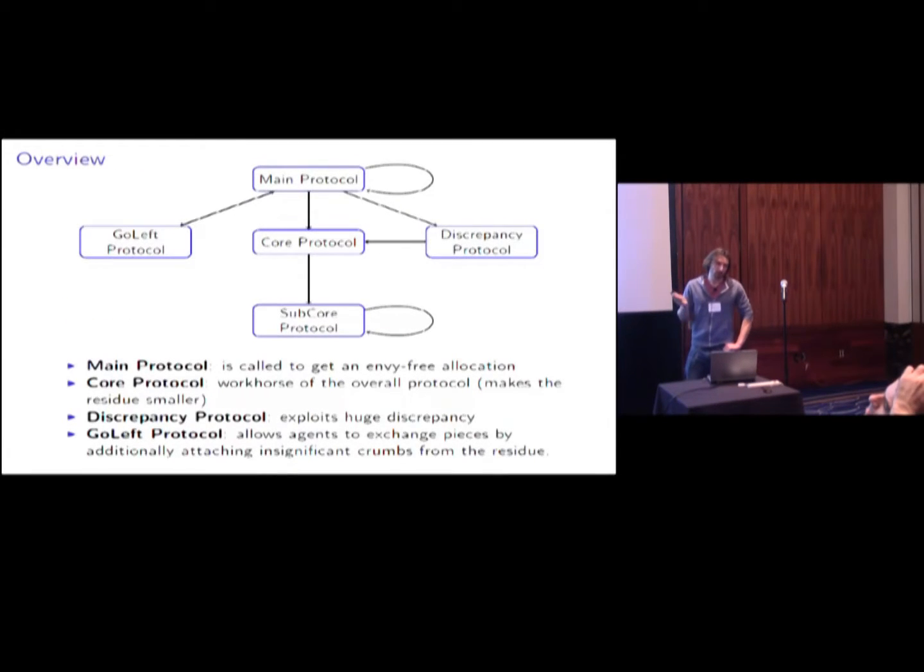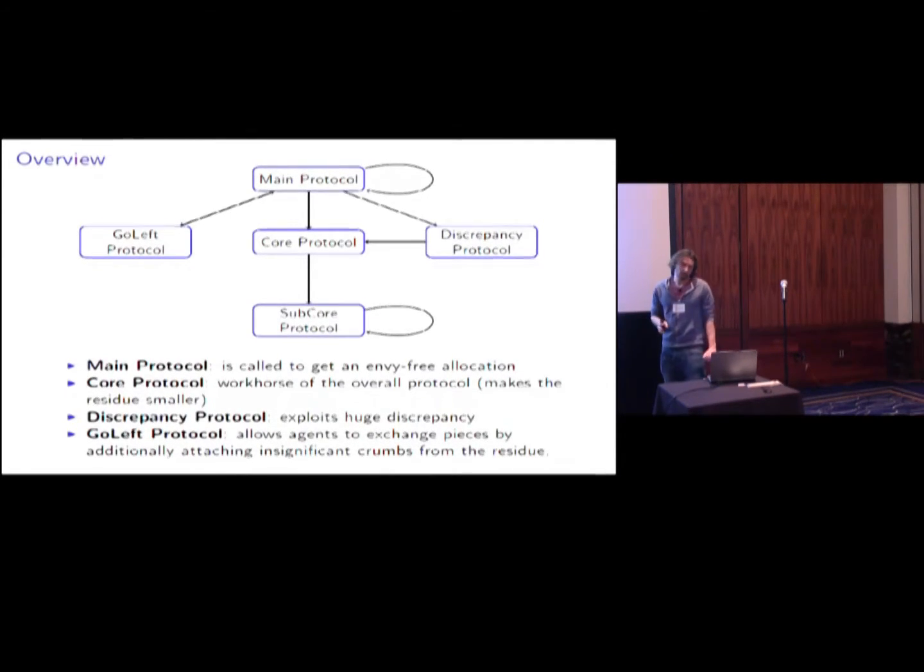So now I'm going to talk about the n-agent protocol and see how these ideas can be generalized to the setting with more agents. So this is the overall structure of what the protocol looks like. The main protocol just basically calls all these sub-procedures and calls itself recursively once you've found a separation with a subset of the agents dominating its complement. And basically, the core protocol corresponds to the first part I described, which is generating a partial allocation of the cake that's envy-free to the agents.